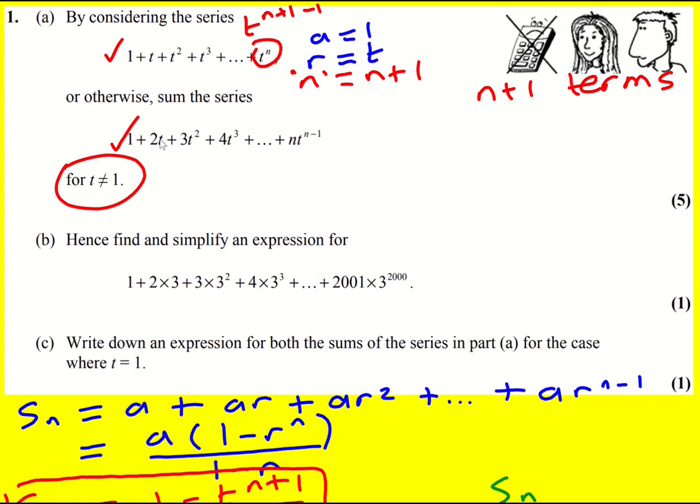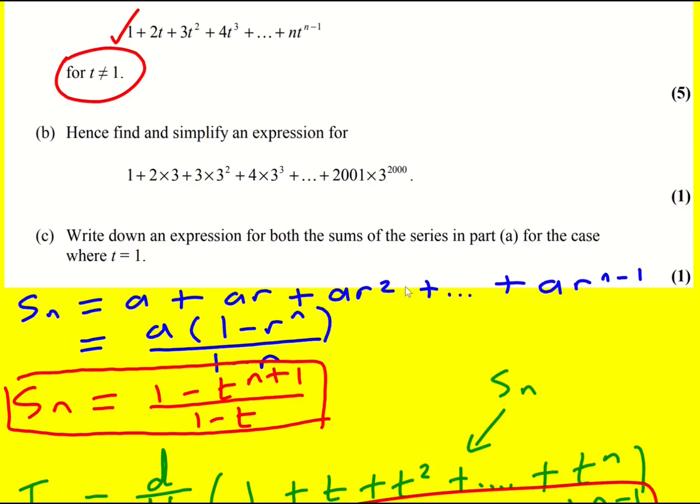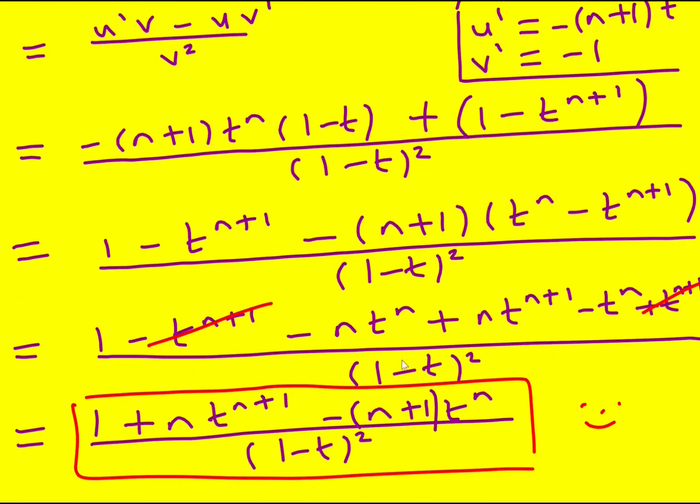And if we just compare, we can see that all that's happened is t has been replaced by 3 in all these situations. And then n has been replaced by 2001, because 2001 minus 1 is 2000. So t equals 3, n equals 2001.